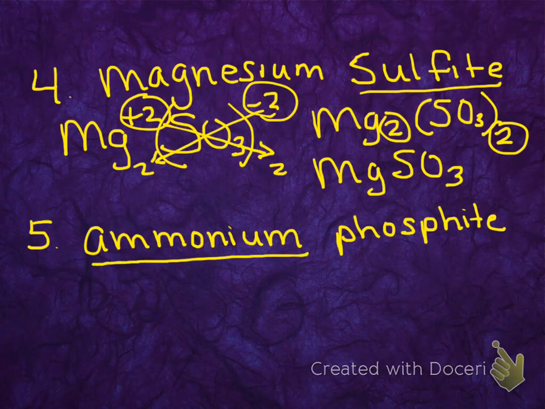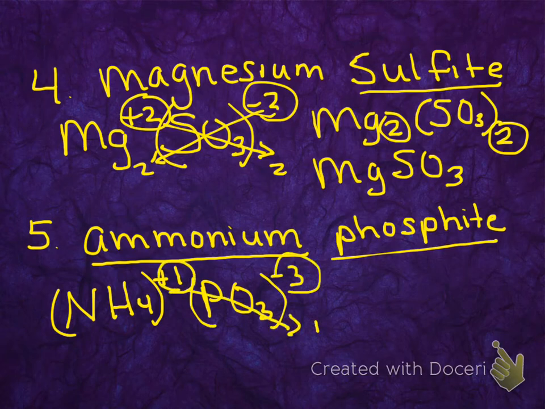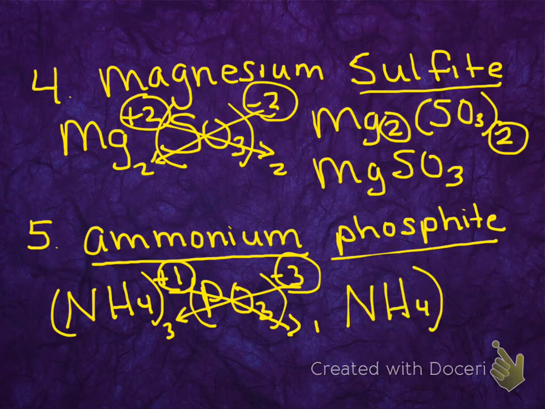Last one, we have ammonium phosphite. Remember, ammonium is that one positive ion, and it is NH4 with a +1 charge. Phosphite is PO3 with a -3 charge. We're going to crisscross our charges outside of the parentheses. We never change anything inside of the parentheses. So our compound is going to be (NH4)3. Since the 1 goes outside the phosphite, we don't need the parentheses, so PO3. That is your final compound formula.